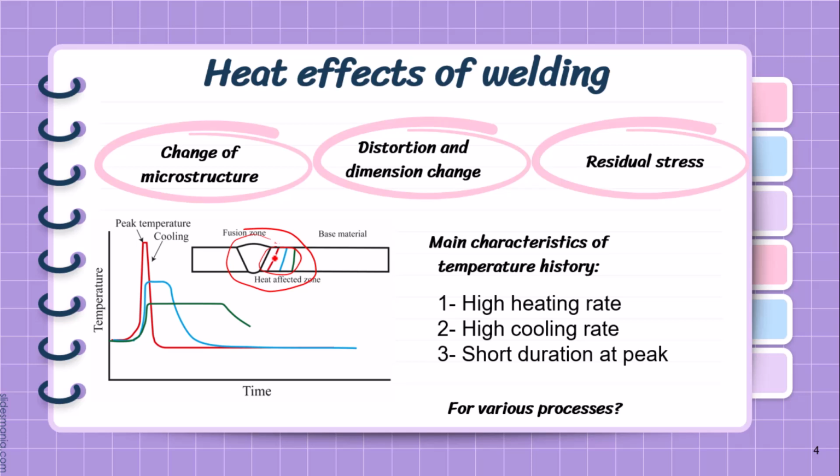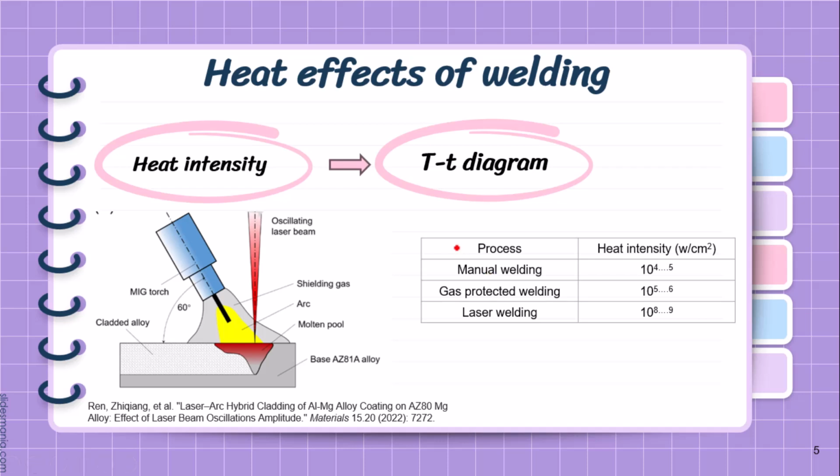In every location with respect to the welding center, we have a temperature time history. For example, in this location, in the red line, we have this curve: heating, staying at the peak temperature, and cooling. And also for the other points which are farther from the welding region, we have these time temperature curves. The main characteristics of the temperature history are high heating rate, high cooling rate, and short duration at peak, which is special to the welding process.